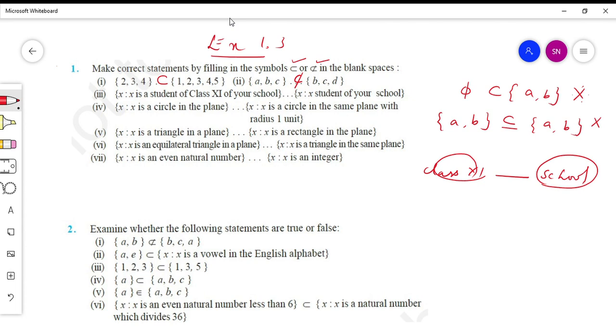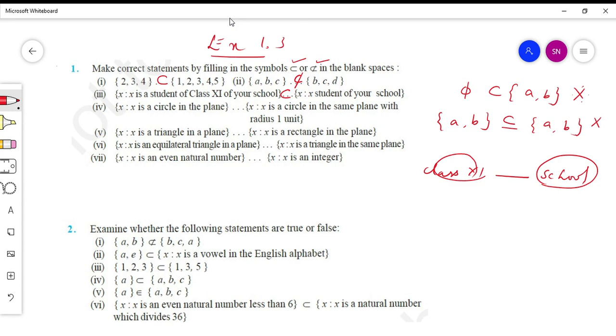So can I conclude that obviously class 11 students will be contained in the biggest set, which is the set of the school, correct? So obviously this is going to be a subset. I hope this is clear. Next we come to the fourth question. Set of all x such that x is a circle in the plane.